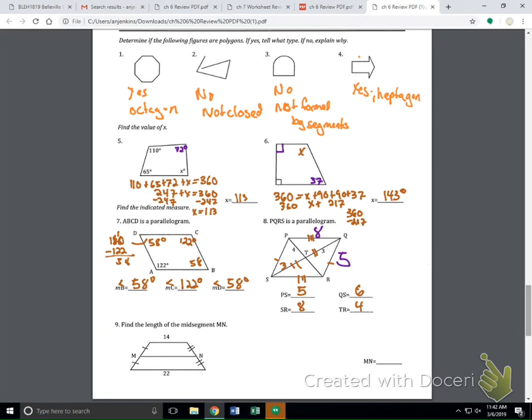Segment. Do you guys remember your mid-segment formula? That is 1/2 base 1 plus base 2. So you have 1/2 times 14 plus 22, which is going to be 1/2 times 36. What is half of 36? What's half of 36? It's going to be 18.